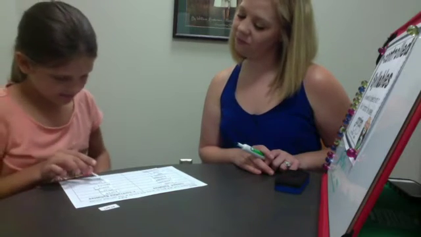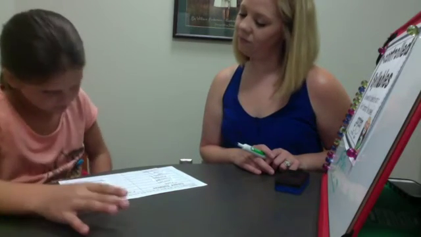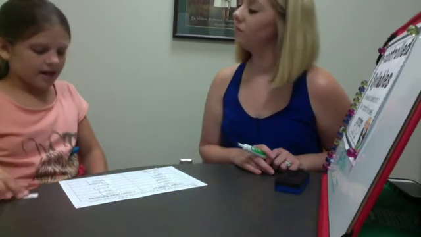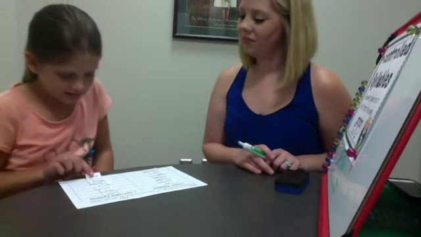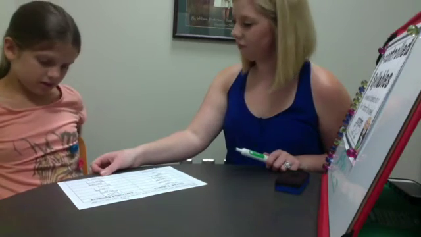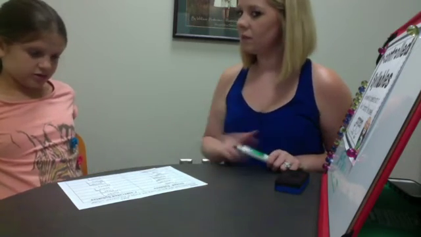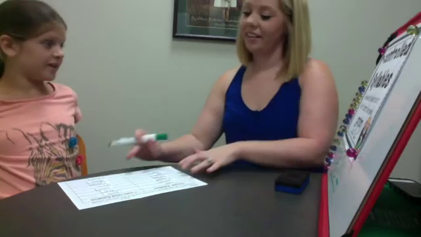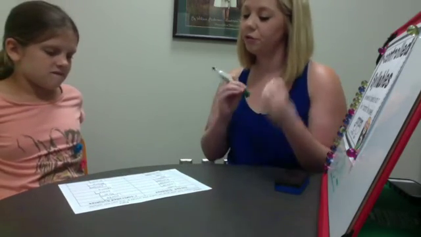And sharp is a bossy R because the A is followed by an R, and the R is controlling it. Very good. And last one. Start. The A is followed by an R, and the R is bossing it. Very good. So I can really tell you know these rules really well.